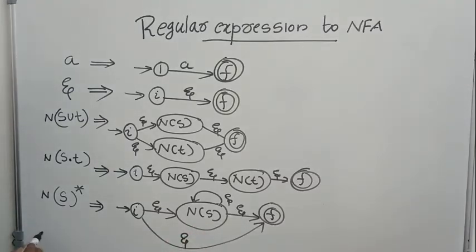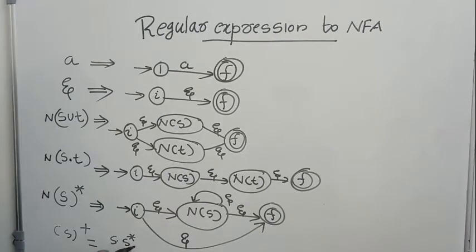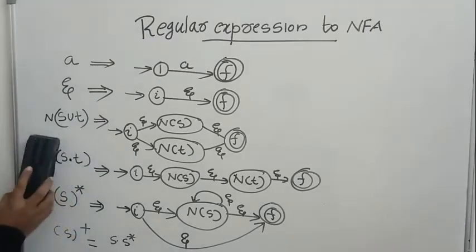So if you are wondering how to draw the NFA for S plus, where plus indicates one or more occurrences, S plus is nothing but S dot S star. That is, S plus means one or more occurrence. So for one occurrence, S, and for more occurrences, S star. So you can simply concatenate the NFA for S and S star to get S plus. Okay. Now we will see a couple of examples.